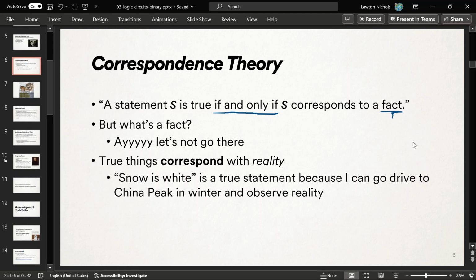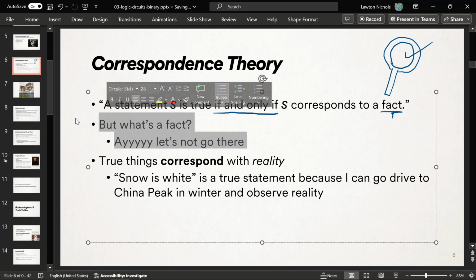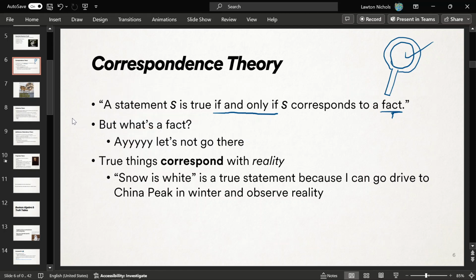Maybe all the detectives are correspondence theorists. They're like Sherlock Holmes. They're going to take their little magnifying glass and observe something and then notice that it checks out. Yes, that's a fact. So that must have been true. But then we have to define facts, and that just leads to a bigger rabbit hole. So we're not going to go there.